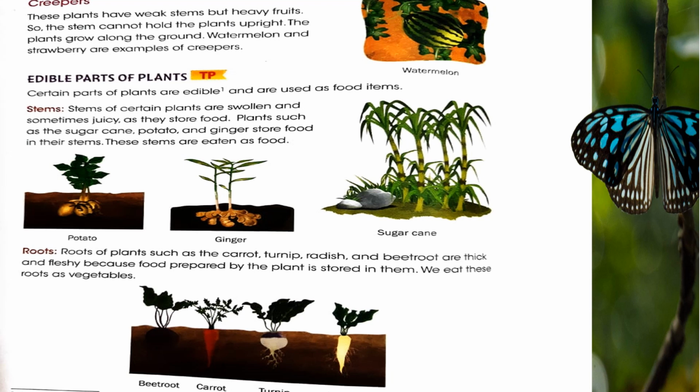Edible parts of plants. Certain parts of plants are edible and are used as food items, like stems. Stems of certain plants are swollen and sometimes juicy, as they store food. Plants such as the sugarcane, potato, and ginger store food in their stem. These stems are eaten as food. Roots. Roots of plants such as the carrot, turnip, radish, and beetroot are thick and fleshy because food prepared by the plant is stored in them. We eat these roots as vegetables.